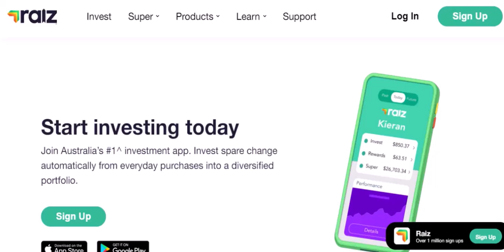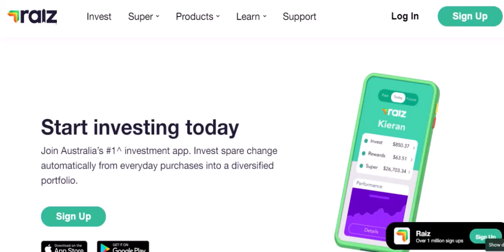Ever scrolled through your investment account and seen a mysterious charge labeled Raiz fee and wondered, what in the world is that? You're not alone. It's a question many new and even some seasoned investors using the Raiz platform have. So, let's dive in and unravel this.